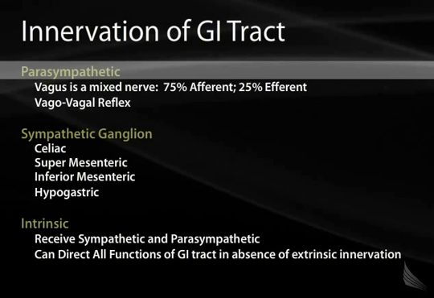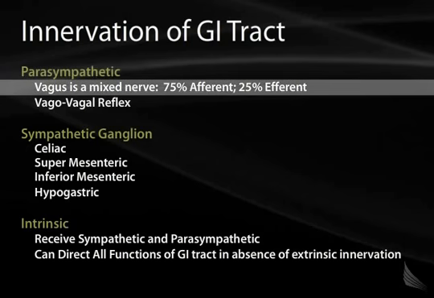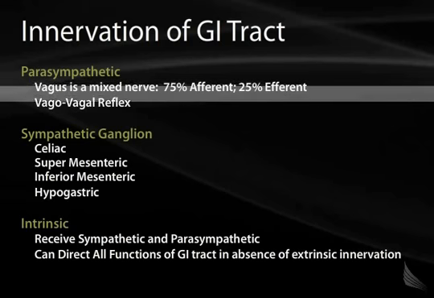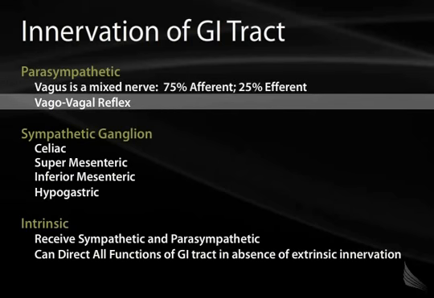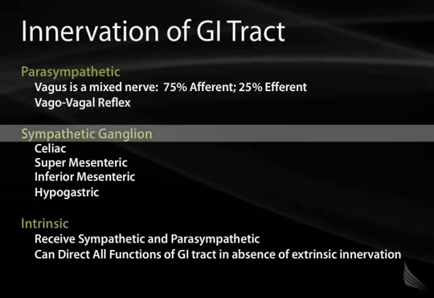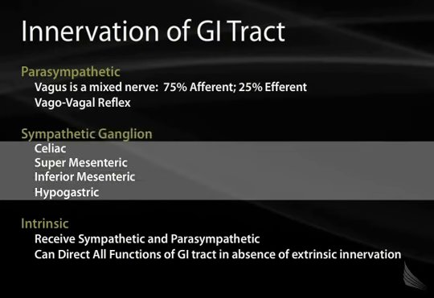The innervation of the GI tract, unsurprisingly, is parasympathetic and sympathetic. However, there is also intrinsic innervation, which receives both sympathetic and parasympathetic innervation. So with the parasympathetic, it's innervated by the vagus nerve, which is a mixed nerve. 75% is afferent, 25% is efferent, and therefore in the GI tract we have the vagovagal reflex, where the afferent and efferent fibers come into play. The sympathetic ganglia are represented by the celiac ganglion, the superior mesenteric ganglion, the inferior mesenteric ganglion, and the hypogastric ganglion.